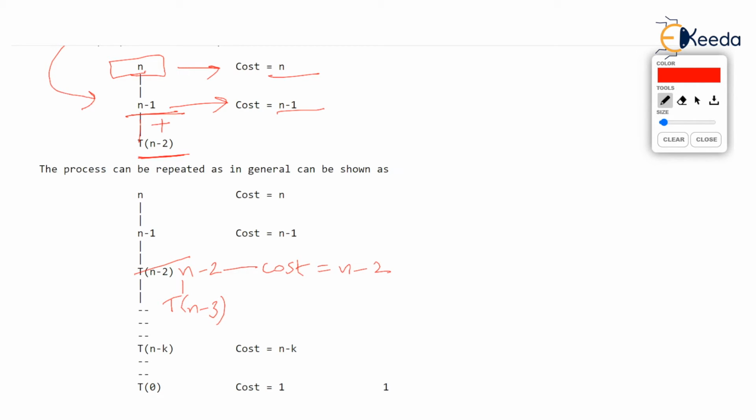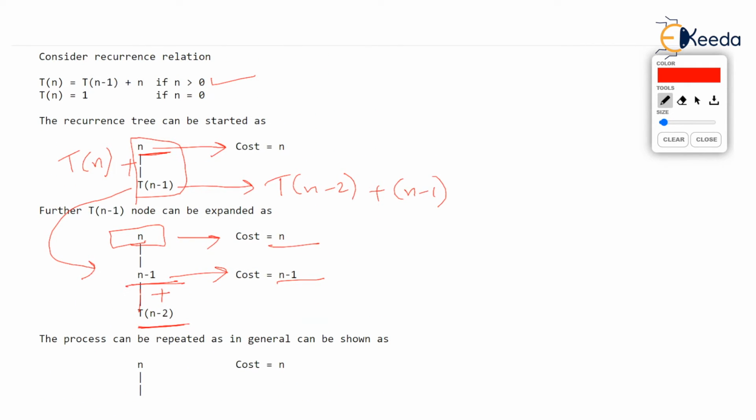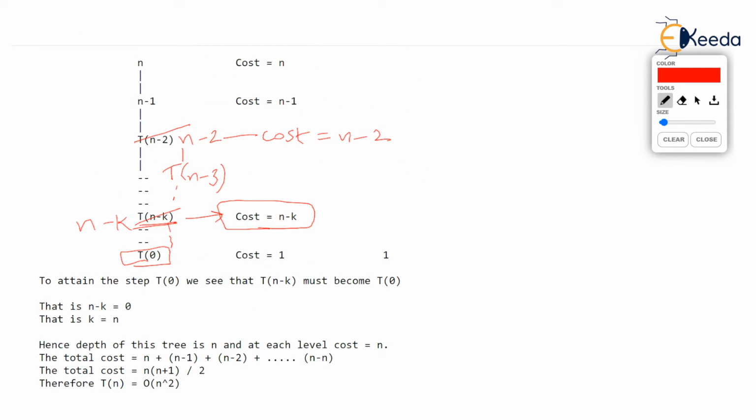This process can go on and we will reach T(n-k) somewhere. And this T(n-k) also will be replaced with n minus k, correct? Followed by T(n-k-1). So the cost at this level is going to be n minus k. This will go on till we reach T(0). I hope you are understanding. Why are we interested in T(0)? Because the base case given is when n is 0, the cost is 1. So we know its answer, isn't it? So we can say that the tree stops when we get T(0) and the cost is 1. It is given that T(0) is 1.